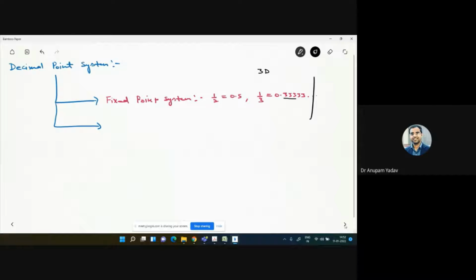So what will happen? This 1/3 will eventually have the value 0.333, which has two aspects. One of them is that it is not exactly equal to 1/3. So this is one of the limitations of this fixed point system.